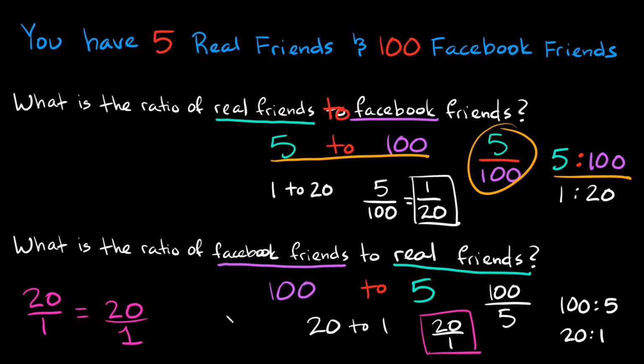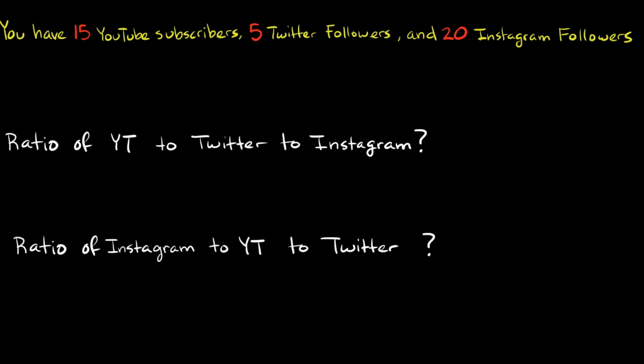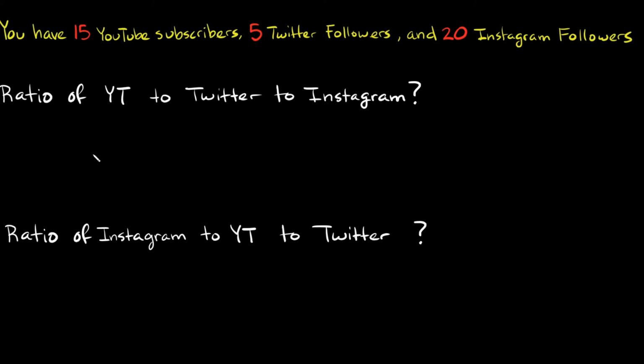Okay, let's do one more example, and instead of just comparing 2 quantities, we're going to compare 3, so you know how that looks like. All right, so here the problem says you have 15 YouTube subscribers, 5 Twitter followers, and 20 Instagram followers. So what is the ratio of YouTube to Twitter to Instagram followers? And remember, order is very important. So first it says YouTube, so 15, then Twitter, 5, then Instagram, which is 20.